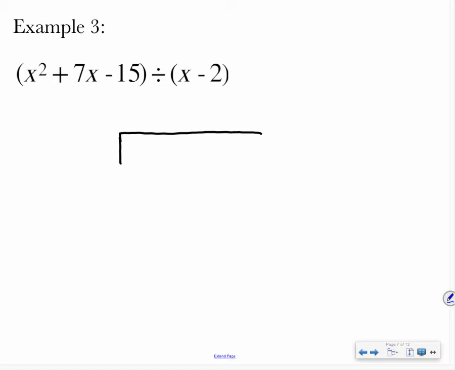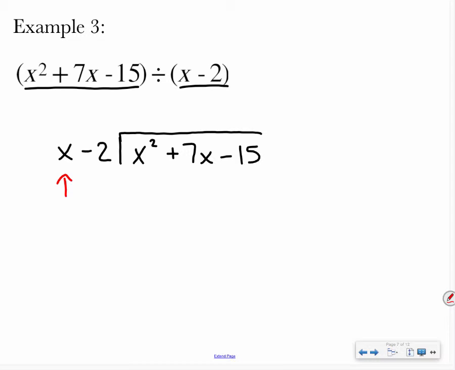So let's say we have x squared plus 7x minus 15, and we are dividing by x minus 2. Okay? So your first item goes inside the long division. So we write x squared plus 7x minus 15 on the inside, and we're dividing by x minus 2. So the way that this works is we want to look, what do we need to multiply x by in order to get x squared? Most of you are going to say, well, that's easy. We need to multiply by an x.